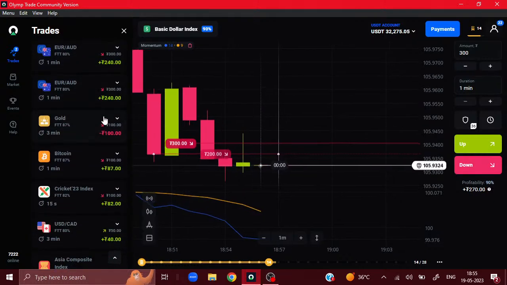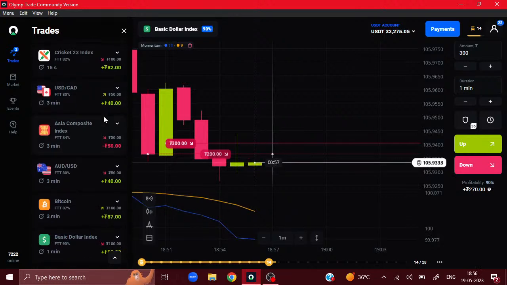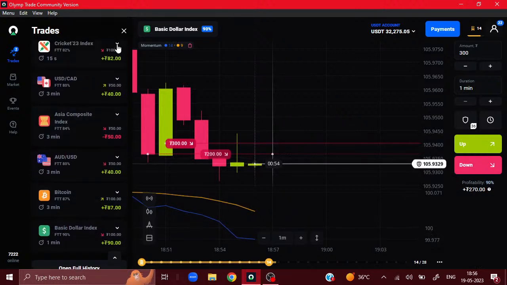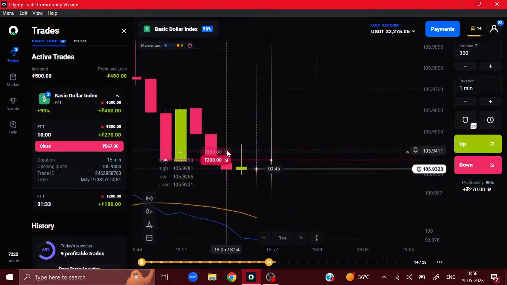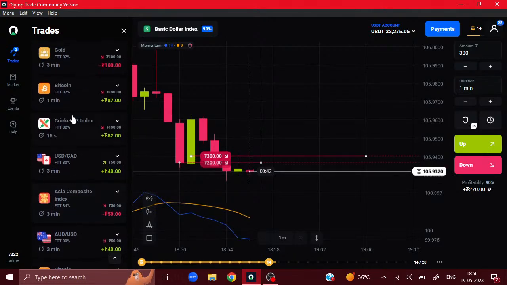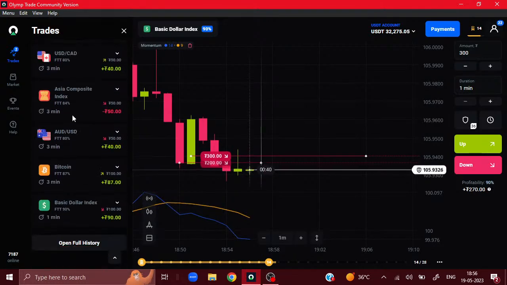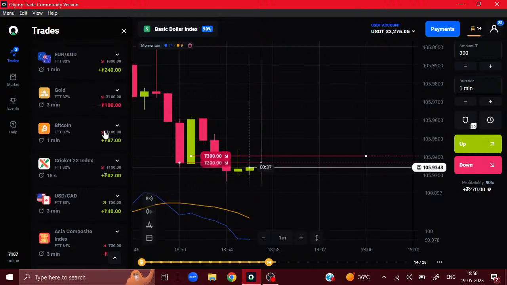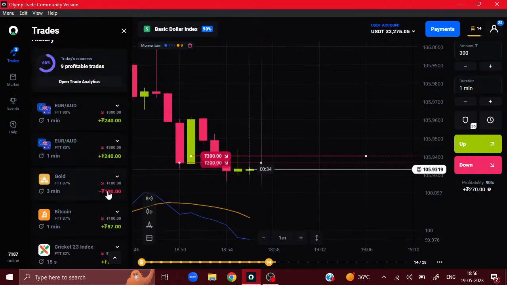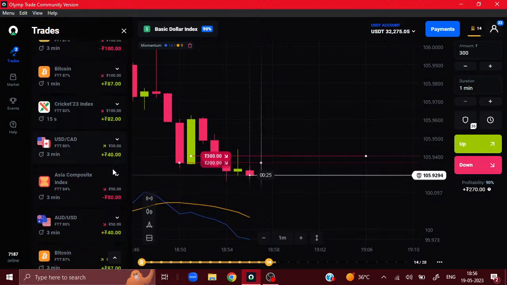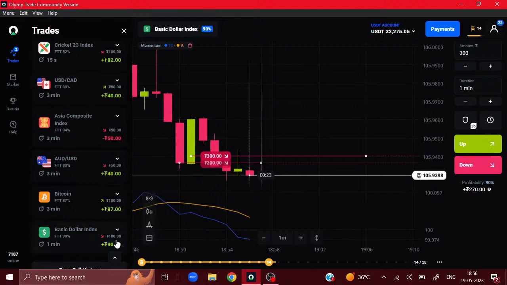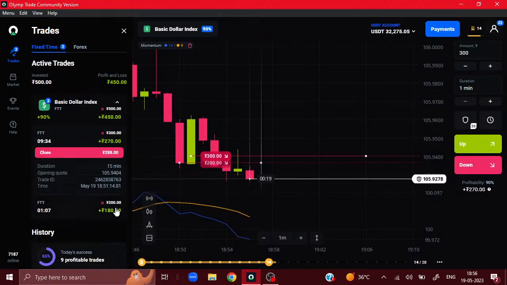Let us see what is the current situation as of now. We started with the basic index dollar trade. Only 2 trades we have lost as of now. Rest we have won every trade, and the situation is profitable. We have earned good profits. 480 minus 100, 380, 380 plus 170, 550, 590, 630, 720, almost $800 profit.